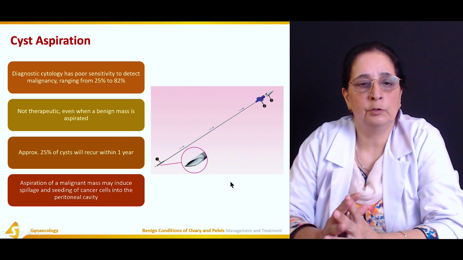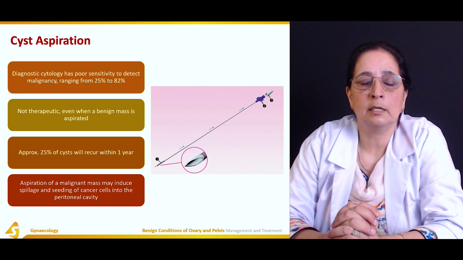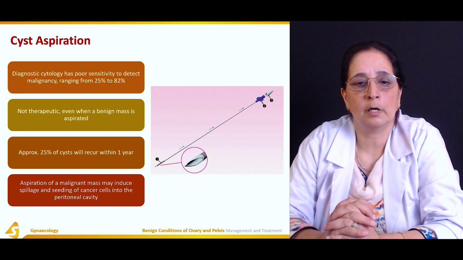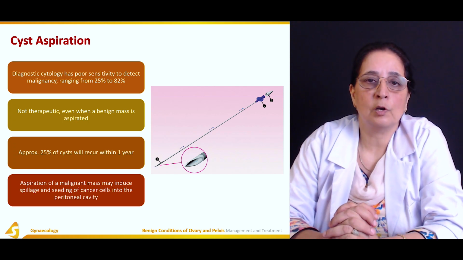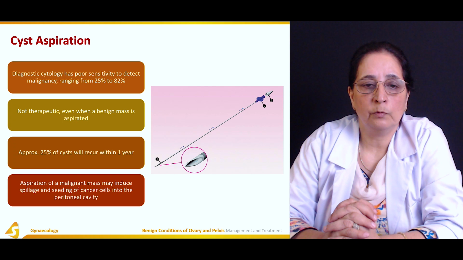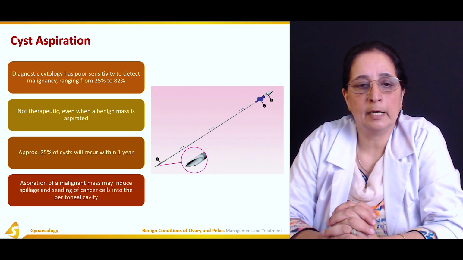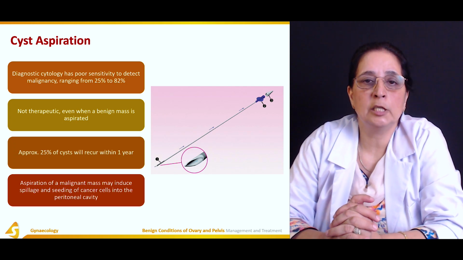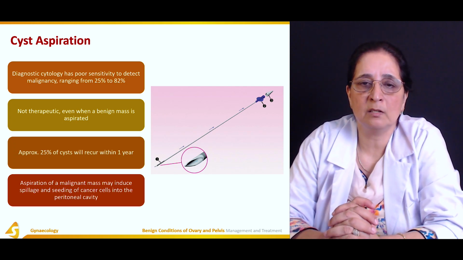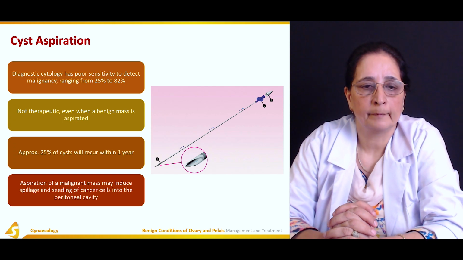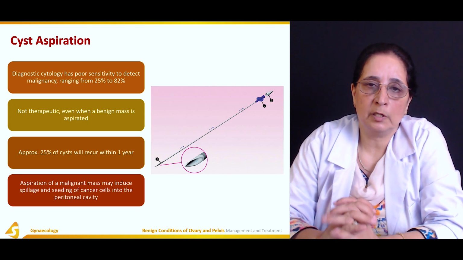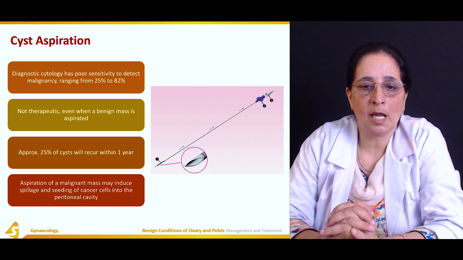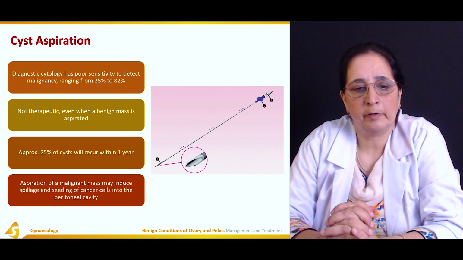When we aspirate the cyst, the cells or fluid removed is usually sent for testing, and diagnostic cytology is done to find out if there is any malignancy or not. Sensitivity is 25 to 82%, so sensitivity is not very good, poor sensitivity. It's not therapeutic, so it's not used as a treatment. It's only used for diagnostic purposes.